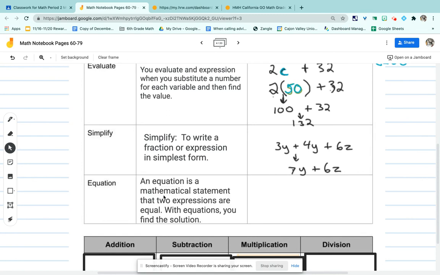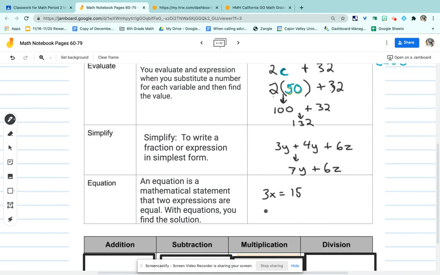An equation is a mathematical statement that two expressions are equal. With equations, you find the solution. So I'm giving you an equation here. This is an example, a very simple example. If you see the equation 3x equals 15, well, we kind of have two expressions here, don't we? We have the expression 3x, 3 times x, and we have just 15 on the other side of the equal sign. So in the middle, we have an equal sign, and this is what really separates an equation from an expression. You're talking about two expressions that equal each other, right? So we have expression 1 and expression 2.